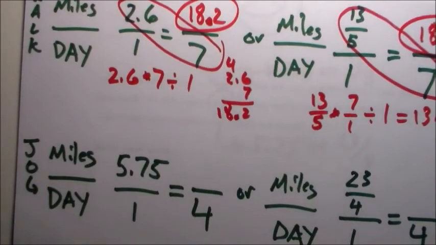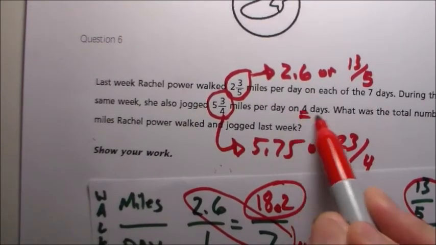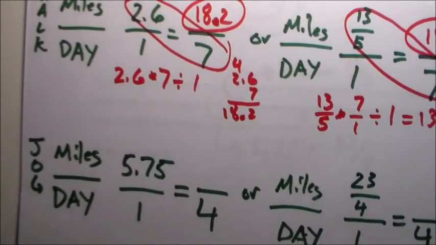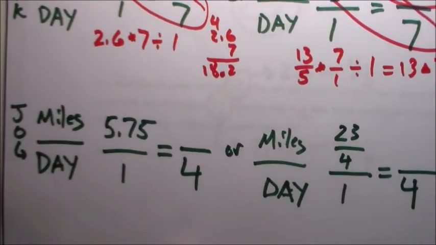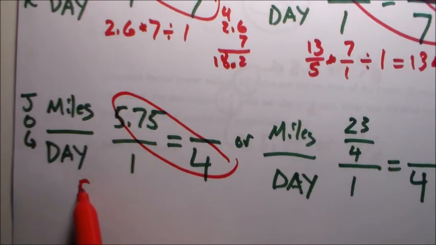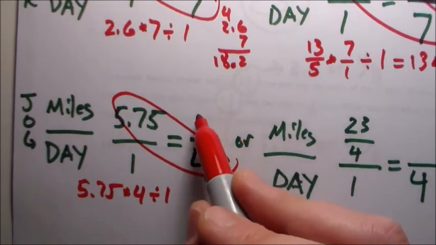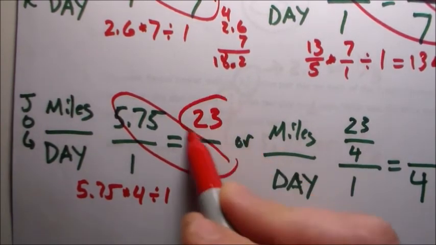For the jogging, that's 5.75 4 times, right? Because we only did this 4 days during the week. So how much do we get? Do another little cross multiplication and division. We have 5.75 times 4 divided by 1. What does that get us? If we plug it into our calculator, that gets us 23.